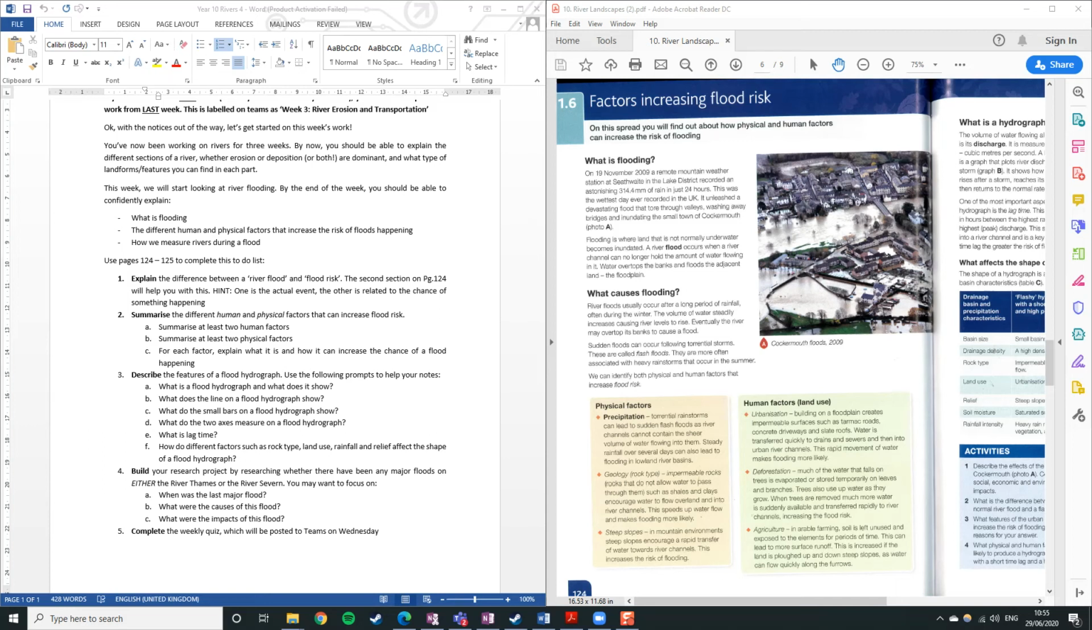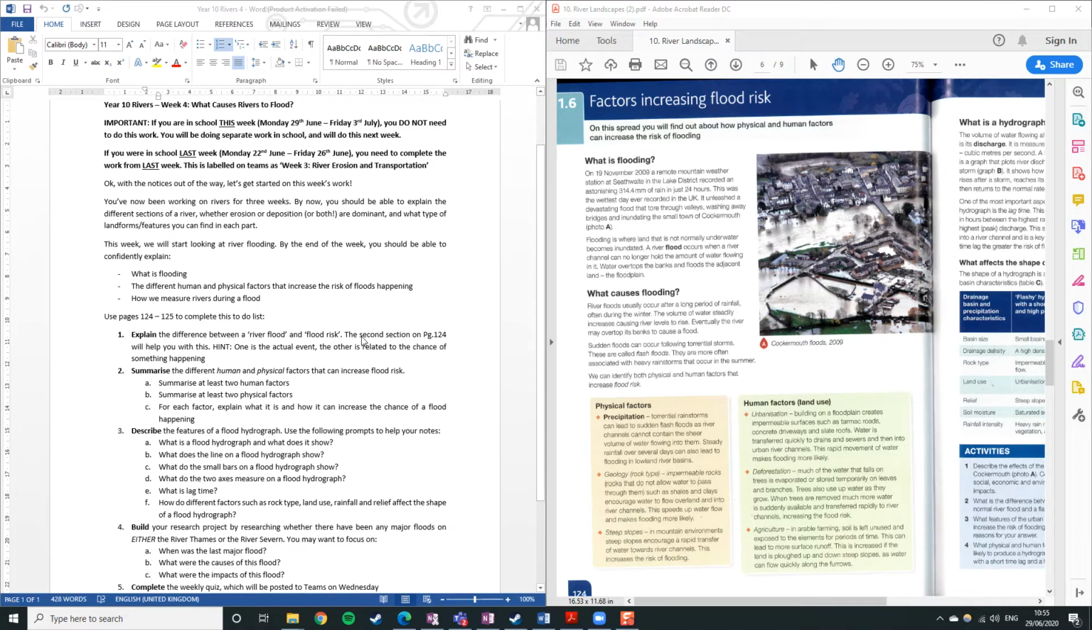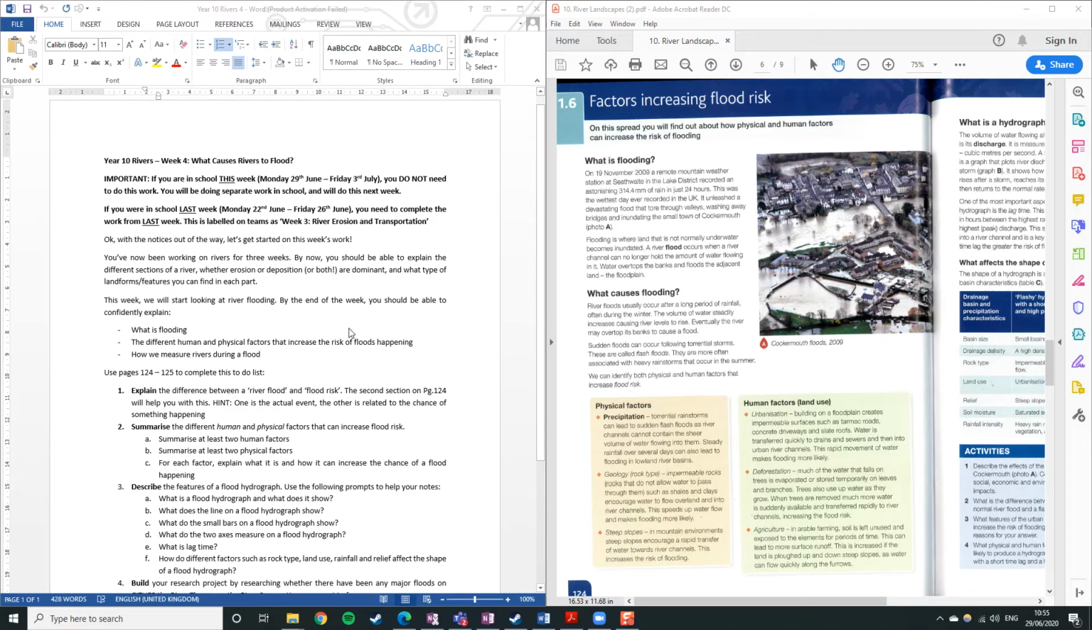Year 10, Mr. Davidson here, and I'm going to take you through the flooding work that you've been set this week, starting on Monday the 29th of June. So first things first, before you do anything, if you are in school this week, so that's Monday the 29th to Friday the 3rd, you do not need to do this work. You're going to do this work next week, and you'll be doing separate work in school.